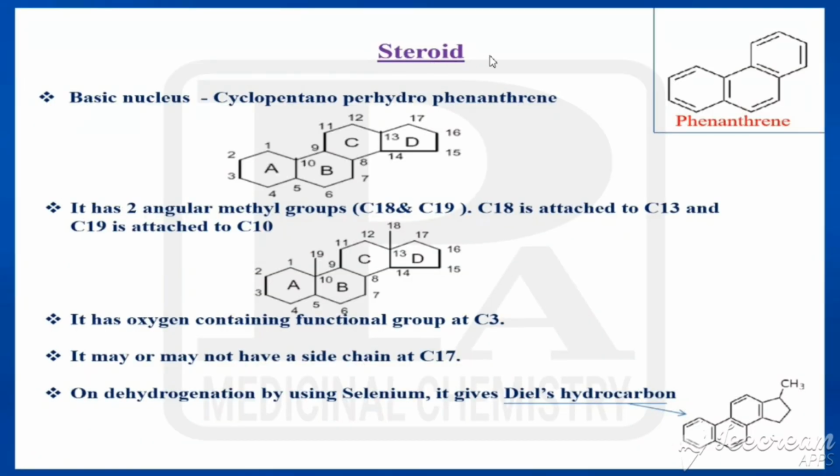See what a steroid is. A steroid has this basic nucleus. Look at this structure. Totally it has 4 rings, and the 4 rings are fused to form the basic nucleus. They can be designated as A, B, C and D. The first 3 rings are 6-membered rings, whereas the last one is a 5-membered ring. Look at this one.